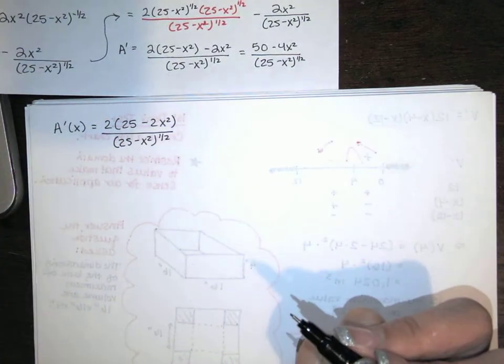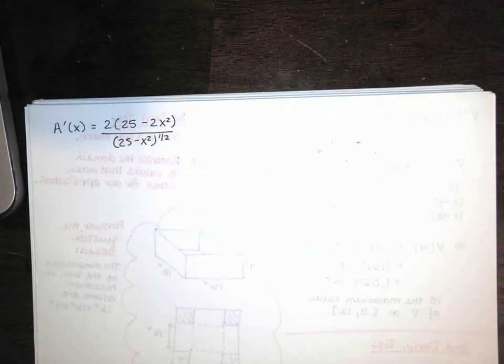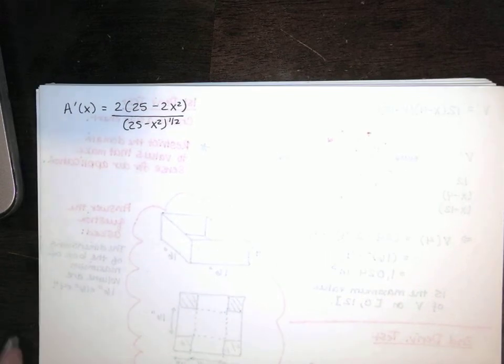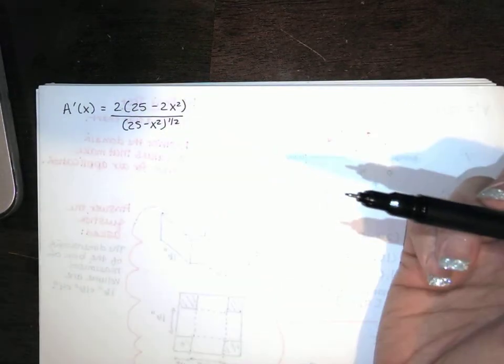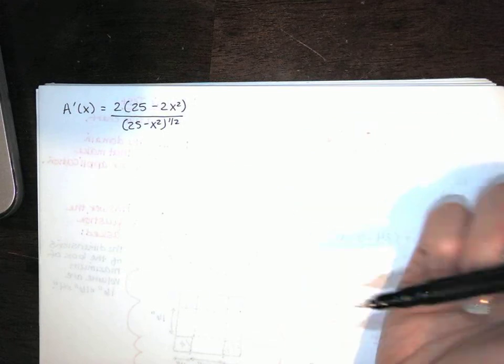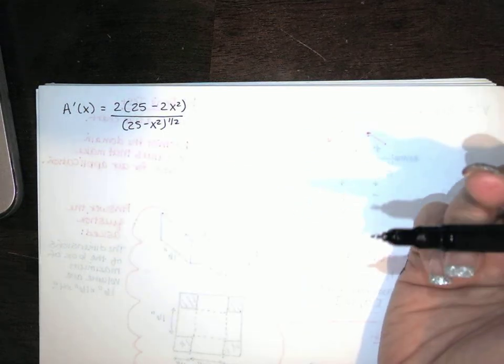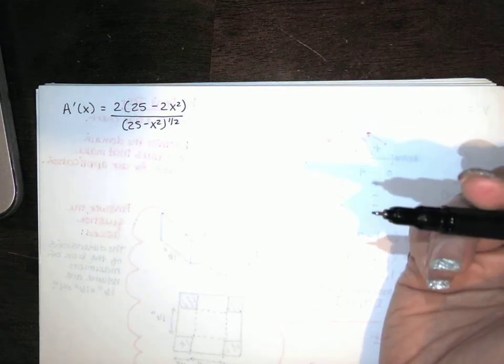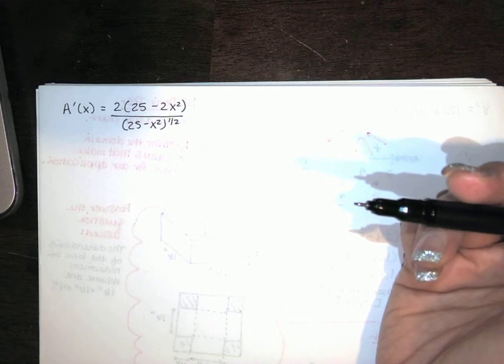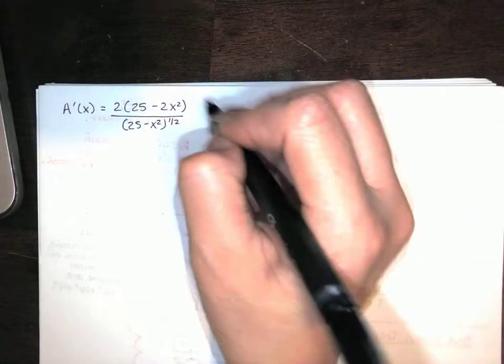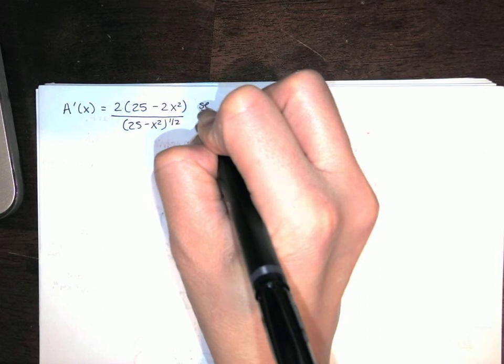Okay, now remember what we're doing. We're finding critical points. So we need to set a prime equal to 0, and we need to think about when a prime is undefined. So first we'll set it equal to 0.